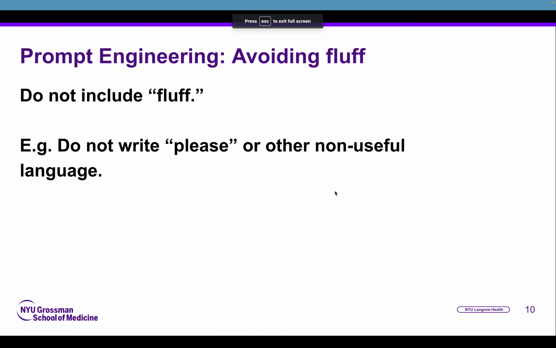It's also important to remember not to include any fluff language, so phrases like please or other non-helpful, non-useful language that don't relate directly to your prompt should be left out, as they only add to the amount of data being used up without actually helping the system to provide better results.